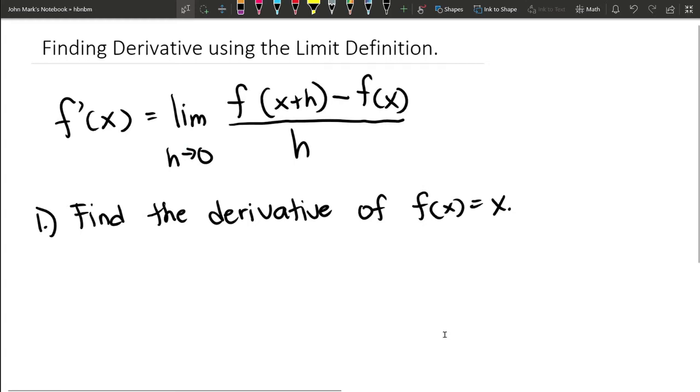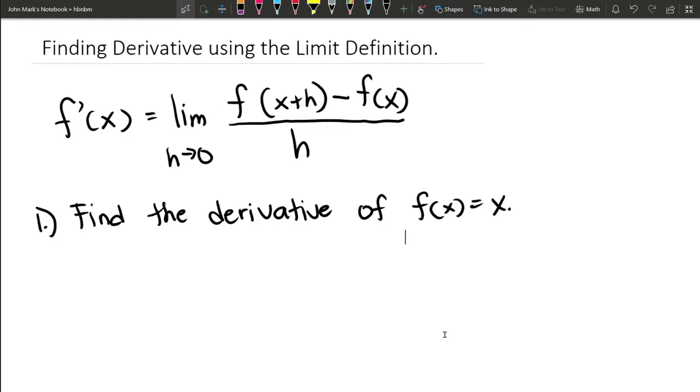Finding derivative using the limit definition. So how to find the derivative using the limit definition? So we have our formula. We have f prime of x is equal to the limit as h approaches 0 of f of x plus h minus f of x over h. So yan yung gagamitin natin na formula para makuha yung derivative ng isang function.